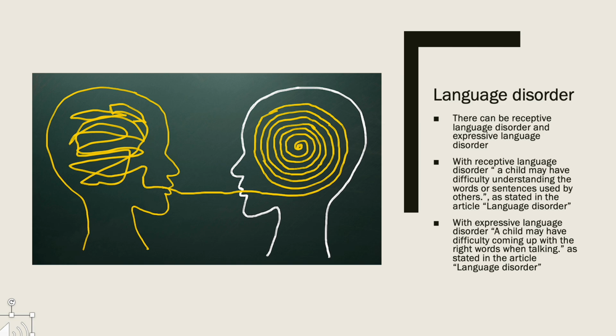Language disorder. There can be receptive language disorder and expressive language disorder. With receptive language disorder, a child may have difficulty understanding the words or sentences used by others. And with expressive language disorder, a child may have difficulty coming up with the right words when speaking. This was said in the article Language Disorder.